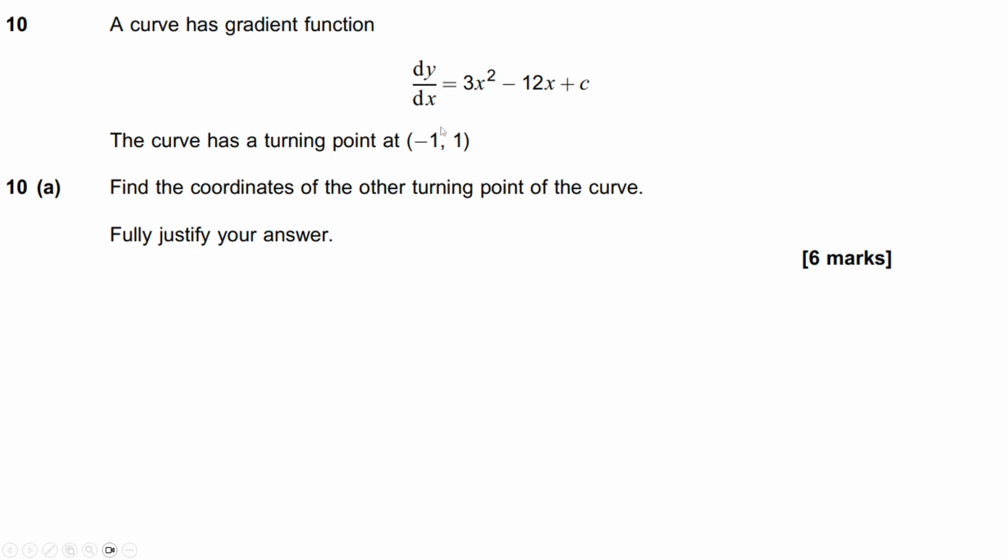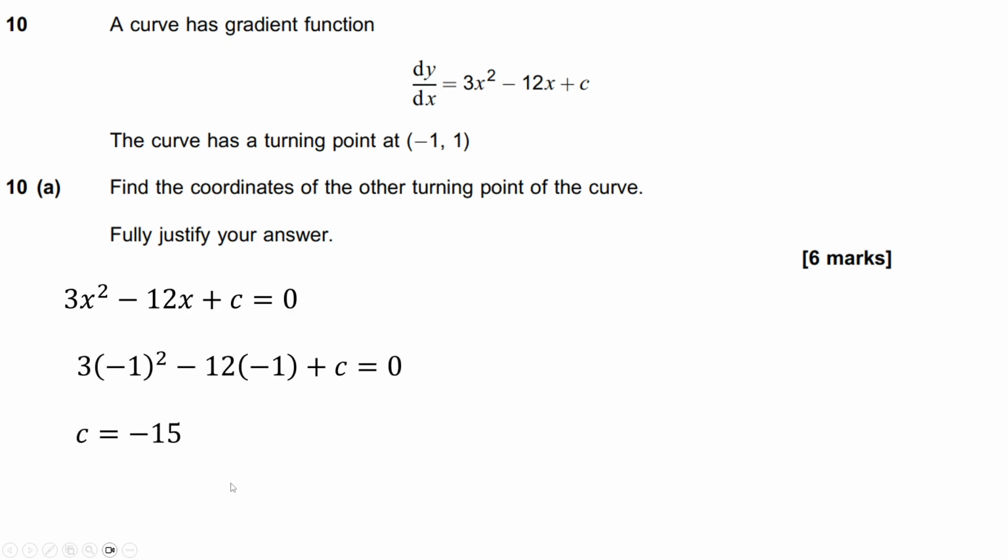A curve has this gradient function and the turning point minus 1, 1. Find the coordinates of the other turning point of the curve. If it has a turning point, it's a stationary point, so the gradient equals 0. So make this equal to 0 to get that. And we're saying that when x equals minus 1, this all equals 0. So plug in minus 1. Just rearrange for c, which is minus 15. Plug it back into there to get this.